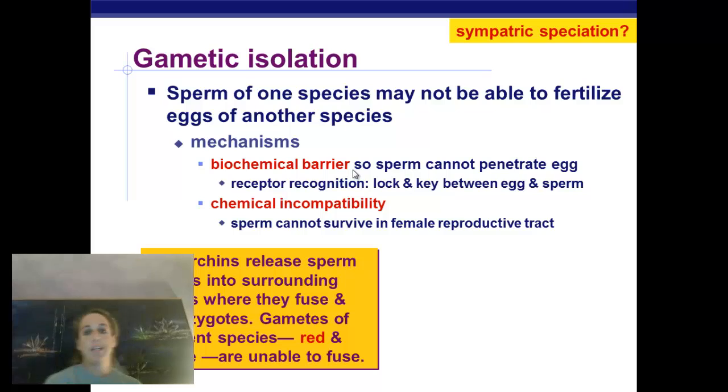The biochemical barrier is that the sperm cannot penetrate the egg because on the egg there are different receptors that allow the sperm to penetrate the egg and fertilize it. And then in some organisms there's chemical incompatibility, which as soon as the sperm gets into the female's reproductive tract, it will be killed. Okay?